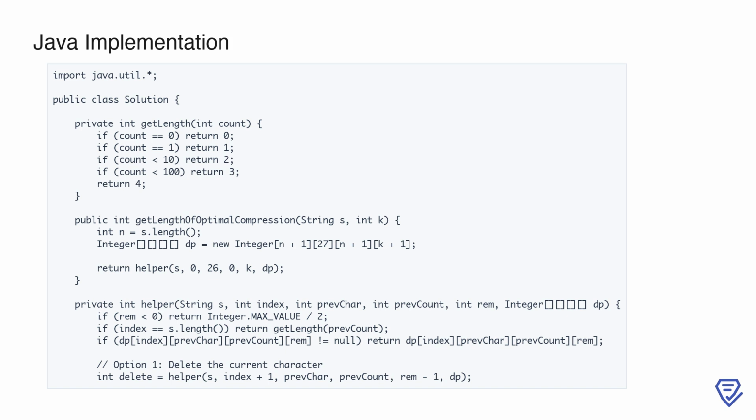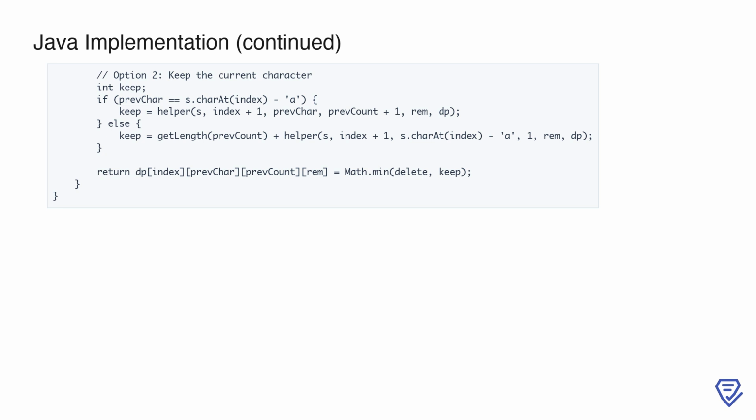The helper method begins by handling two base cases. If the remaining deletions drop below 0, we return a very large value to indicate infeasibility. If we reach the end of the string, the length of the last segment is calculated using getLength. Additionally, we check if the current state has been computed before using the dp array to avoid redundant calculations. The first option we explore is deleting the current character, which reduces the remaining deletion count by 1 and moves to the next index. Now we consider the second option, keeping the current character.